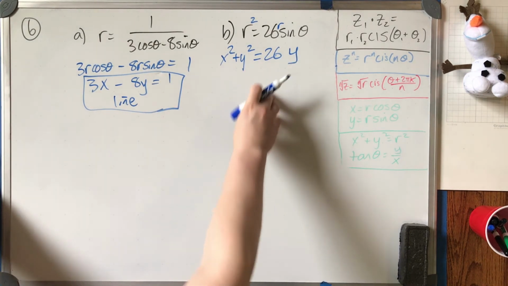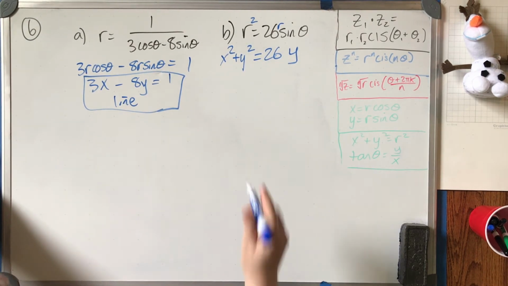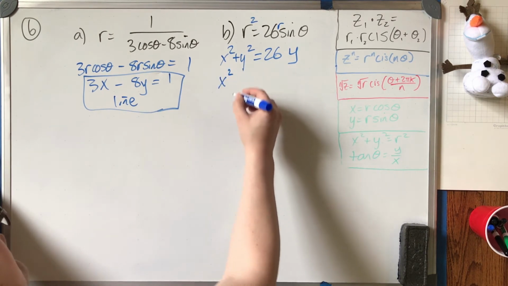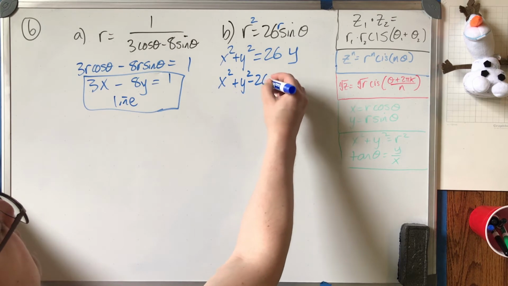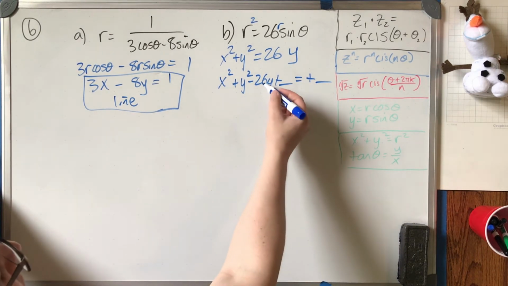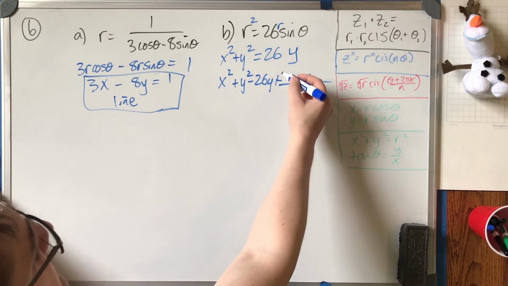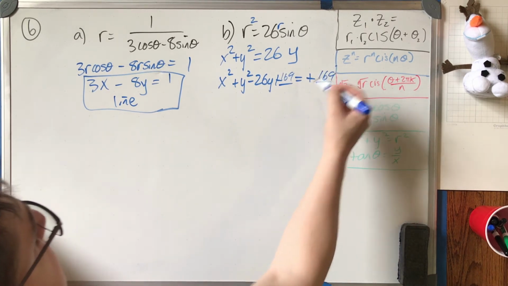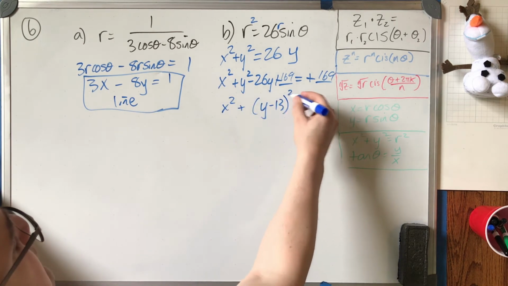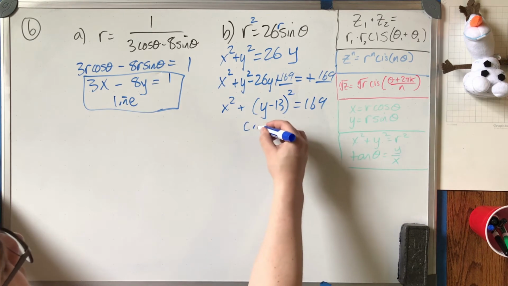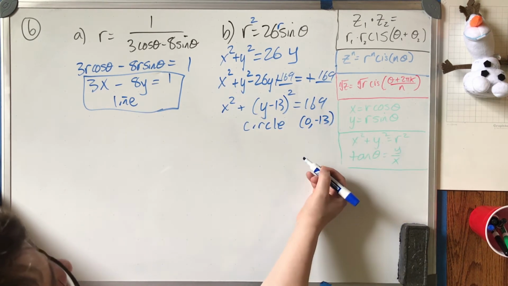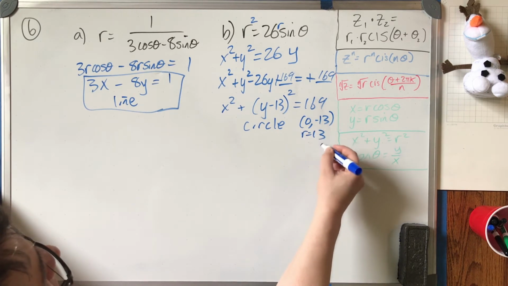Now, when we're in this, we always have to just keep going and put it in the standard form of a circle or an ellipse, whatever this happens to be. So I'm going to have x squared plus y squared minus 26y plus something equals plus something. So that's going to be 26 divided by 2 squared, so that's 169. So I get x squared plus y minus 13 squared equals 169. So this is going to be a circle. It has a center at 0, negative 13, and it has a radius of 13.